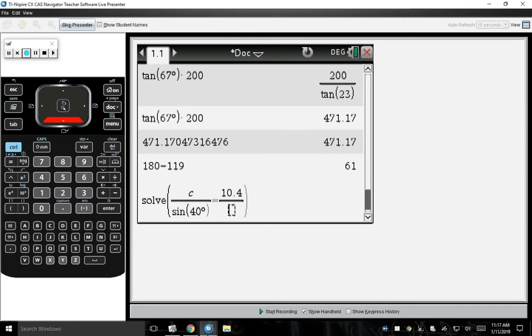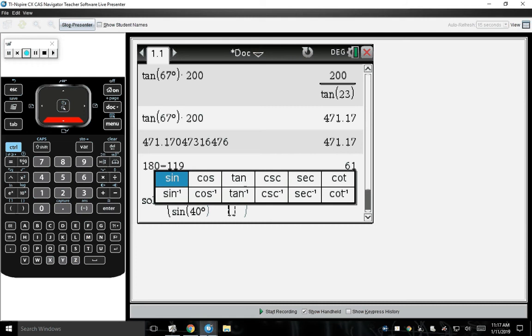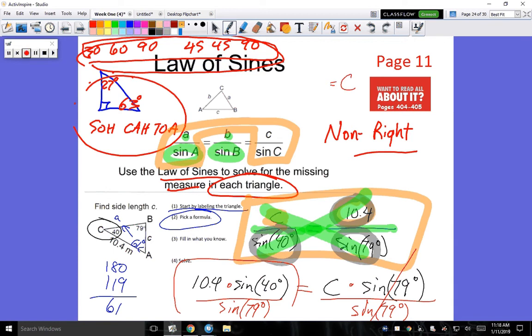Did anyone else already have this done as far as the work goes? 6.810, and that's it? Okay. So we're going to round to 3, so let's leave it as that, okay? And we're just going to put meters. So this length of C right here is 6.810 meters.